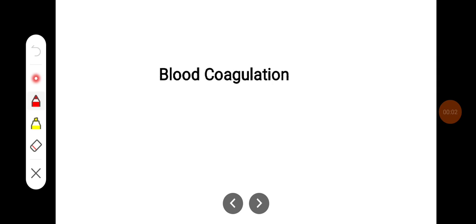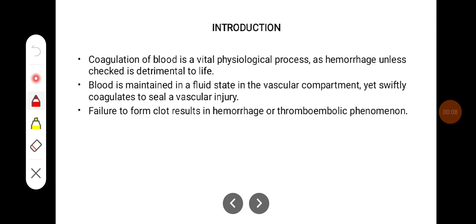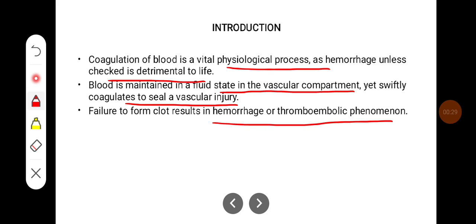Hello everyone. In this class, we'll try to learn how blood is coagulated. Coagulation of blood is a vital physiological process as hemorrhage, unless checked, is detrimental to life. Blood is maintained in a fluid state in the vascular compartment yet swiftly coagulates to seal a vascular injury. Failure to form clot results in hemorrhage or thromboembolic phenomena.